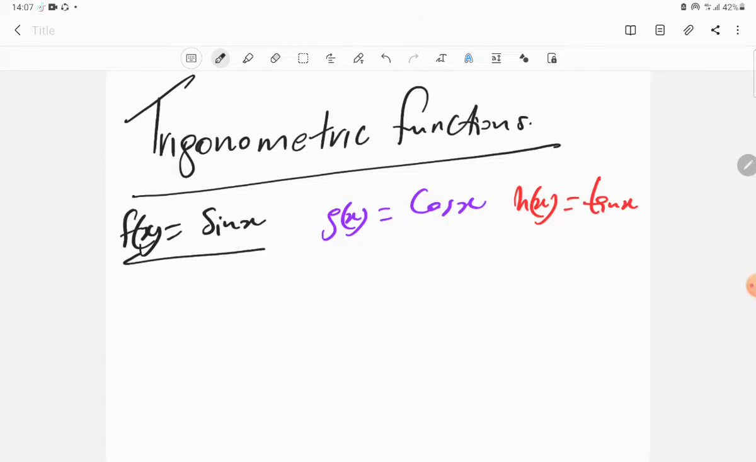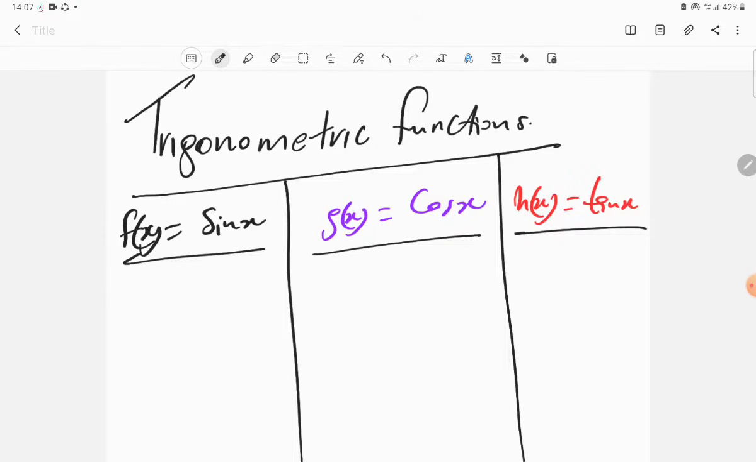We once spoke about sine x, cos x, and tan x. These are the trig ratios, but now they can also represent some functions. Now, what do we know on sine, cos, and tan as a function?